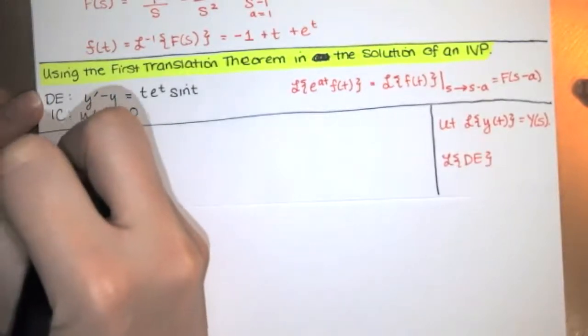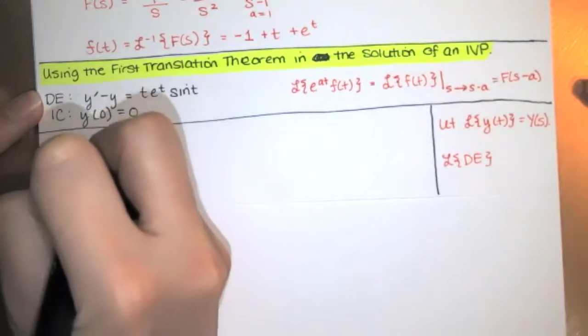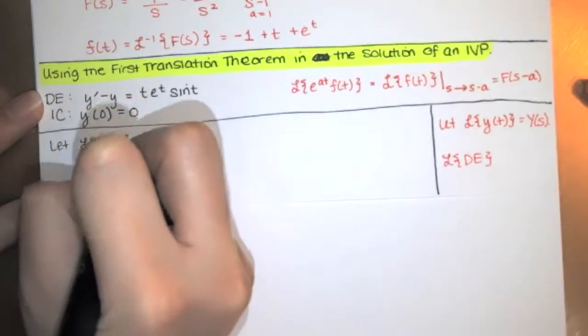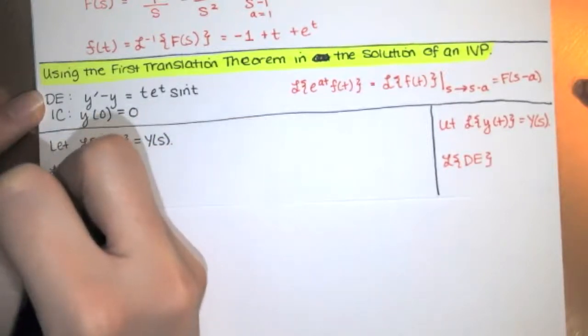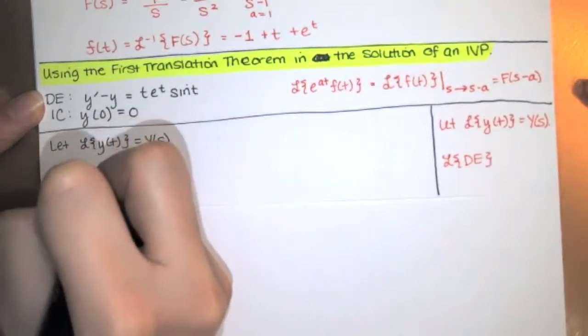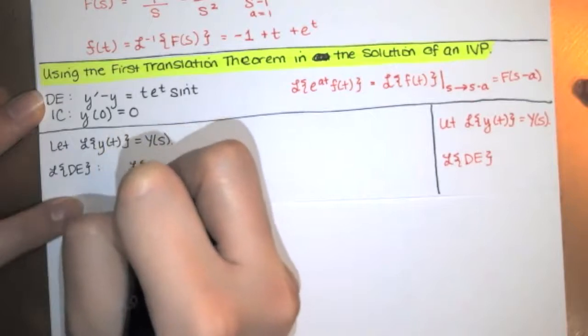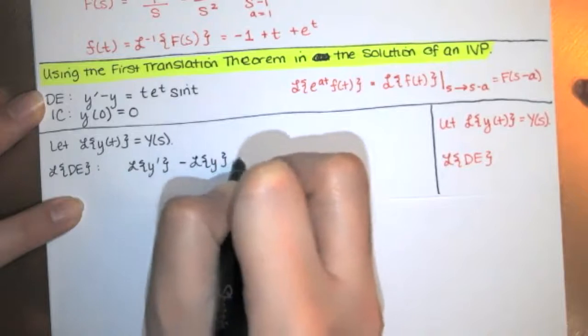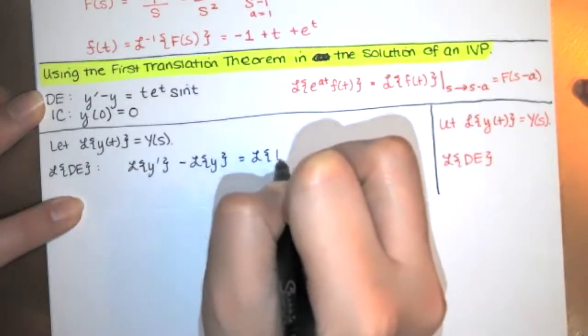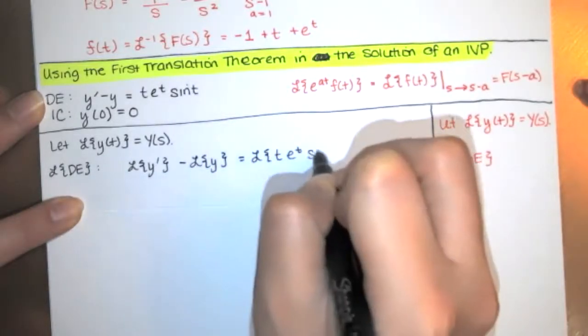So let's start that process by letting the Laplace transform of y equal Y of s, and then we'll take the Laplace transform of the differential equation. So we have the Laplace transform of y prime minus the Laplace transform of y equals the Laplace transform of t times e to the t times sine of t.